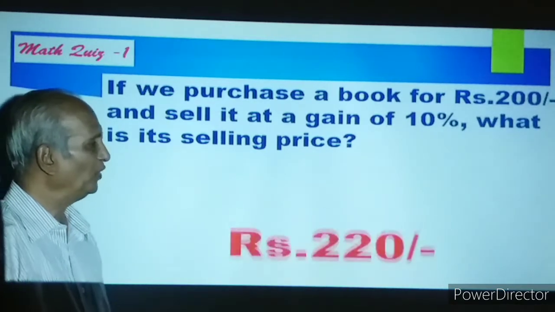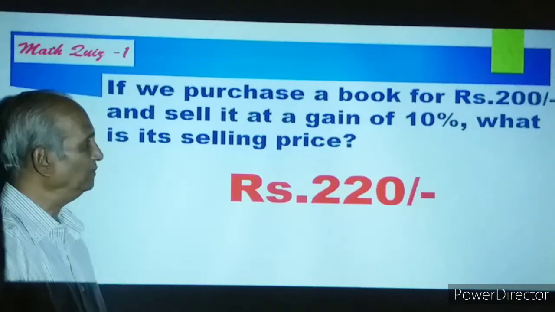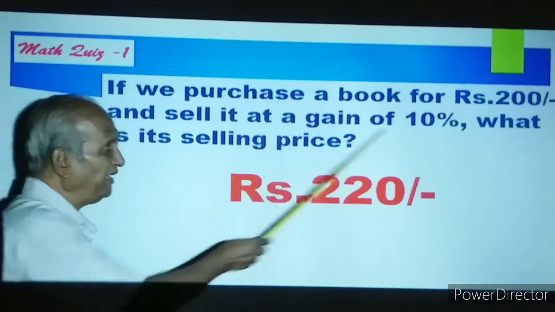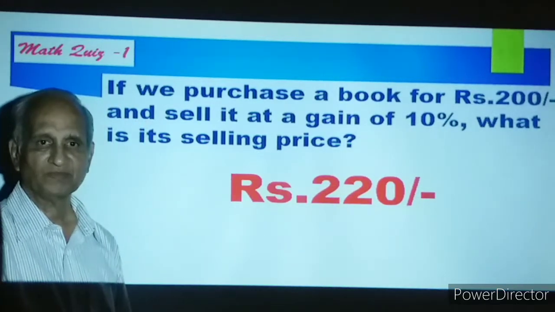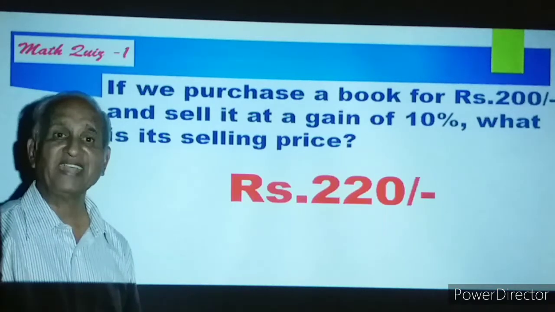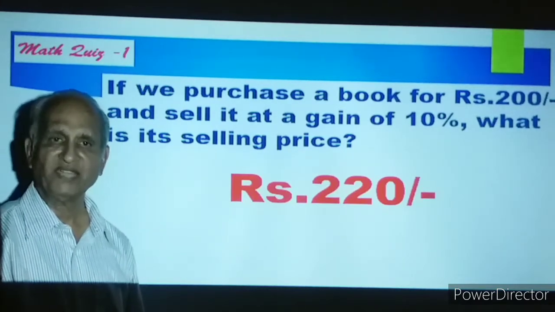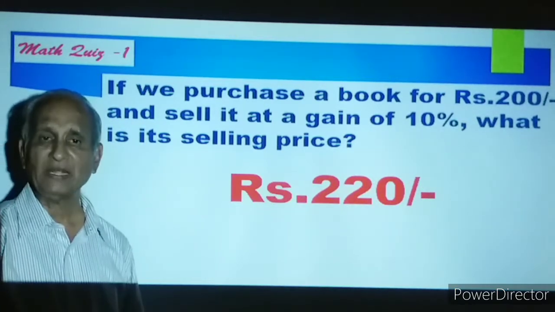It is rupees 220. Very simple. On 100 rupees, you have to get a gain of 10 rupees. A book of 100 rupees has to be sold at 110. Then you get a profit of 10 rupees. Now the book costs 200 rupees. What should be the selling price?